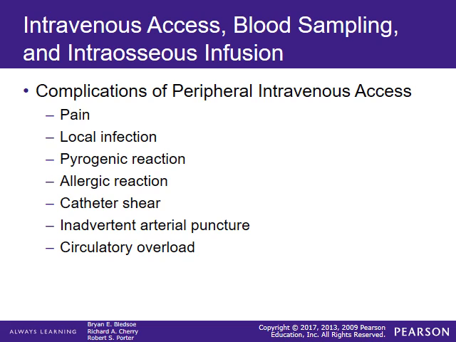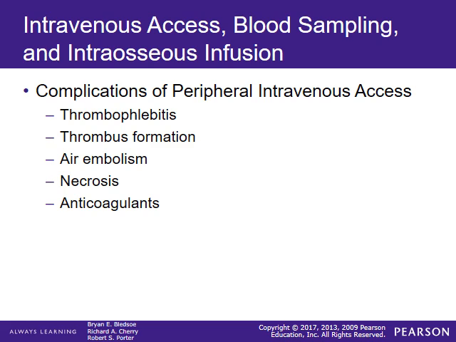Numerous complications are associated with peripheral IVs: pain, possible infection, pyrogenic reaction, allergic reaction, and catheter shear, which, while not uncommon, is a possibility that you must guard against. Also inadvertent arterial puncture or circulatory overload from administering too much fluid too fast. There's also the possibility of thrombophlebitis, thrombus formation, air embolism, necrosis around the site, and anticoagulants associated with the clotting factor.